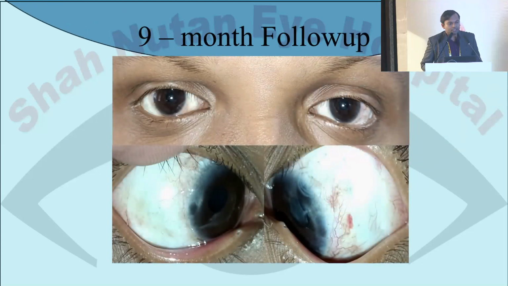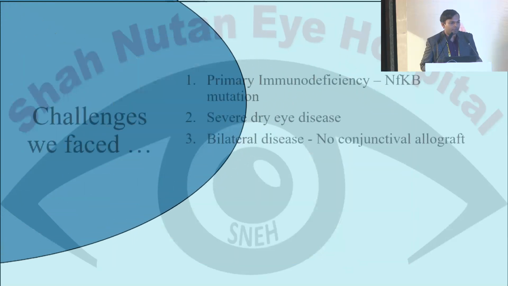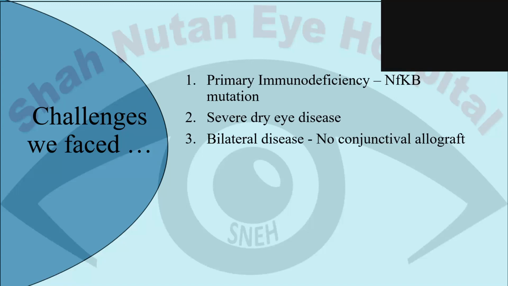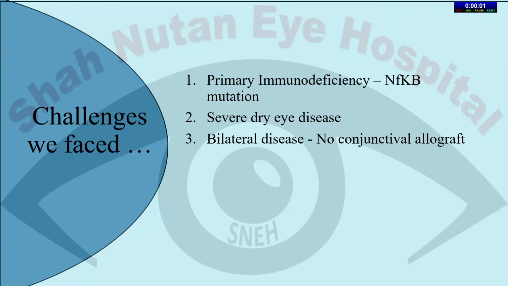Finally, at 9 months, this is the patient. He has a healthy limbus, healthy surface, and he has 6/6, that is 20/20 vision, preserved vision, and the astigmatism has also significantly come down. So, thank you. This is the first reported case, so in the literature we don't have any other studies or case reports to discuss.